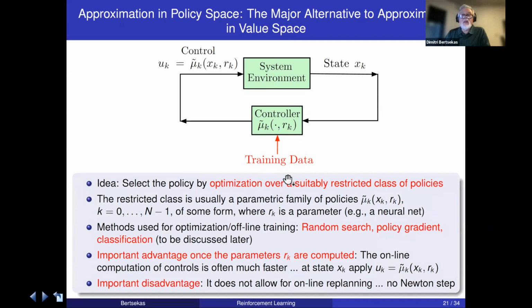There is also another disadvantage to approximation in policy space, which will become apparent when we progress later. It does not involve a Newton step, and it loses the quality of approximations that approximation in value space provides. In other words, there are performance limits that you can obtain with this methodology, even if there is no need for online replanning. This is due to the fact that the formalism of Newton's method does not apply to this methodology.